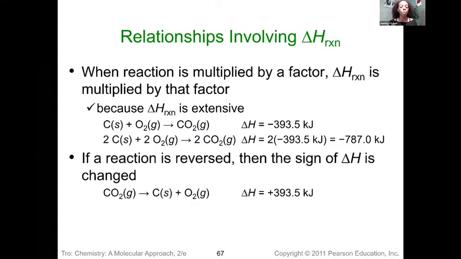Similarly, if we were to reverse the reaction, we're going to change the sign of the enthalpy value as well. Remember that a negative enthalpy value means the reaction is exothermic, which means it's releasing heat. But if we reverse the reaction, so that the product becomes the reactant, in this case CO2, then the reaction becomes endothermic, which means heat is going to be absorbed. So since we reversed the reaction, we change the sign of the enthalpy value.